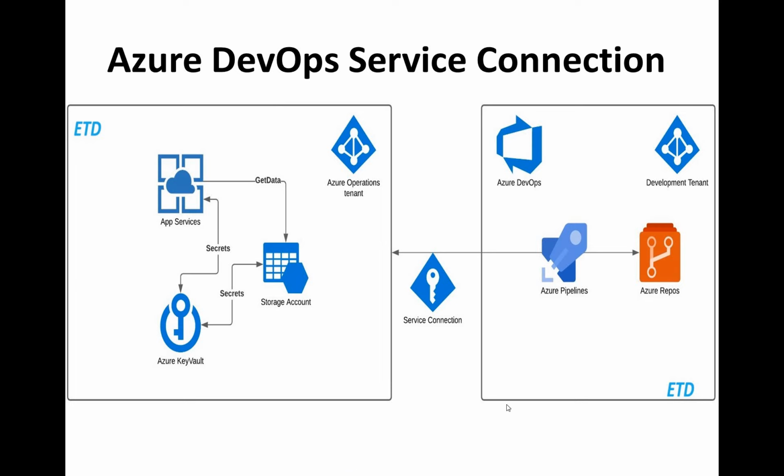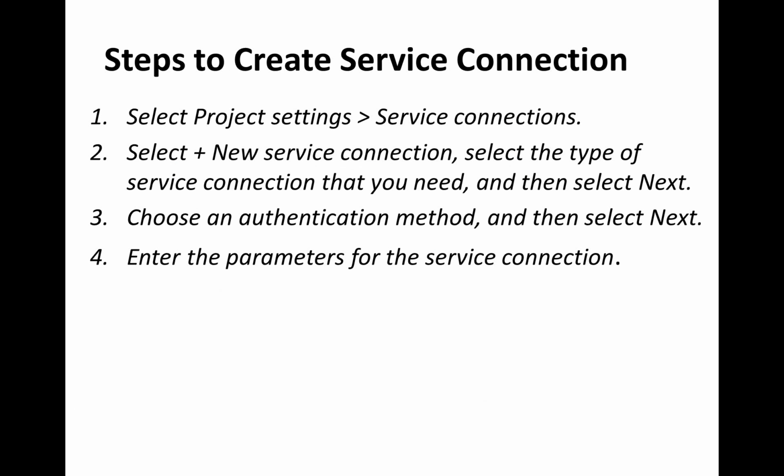So let us see what key steps are needed to create a service connection. Here are some steps to create a service connection. Number one, go to Azure DevOps, select project settings and then service connections. Then you can click on new service connection, select the type of service connection that you need, and then click next. Then it will ask you for an authentication method.